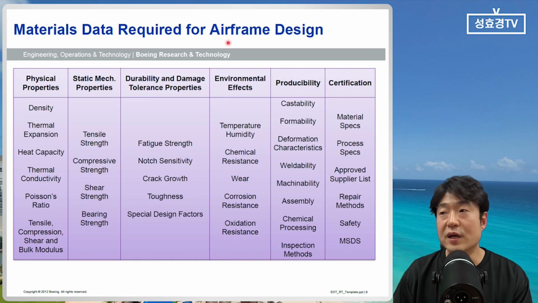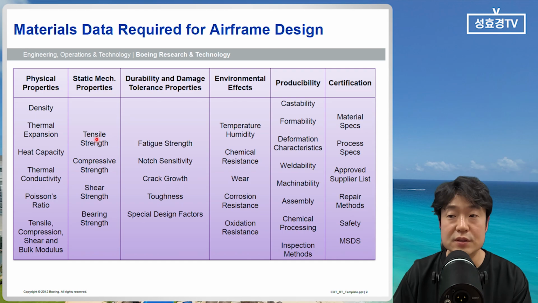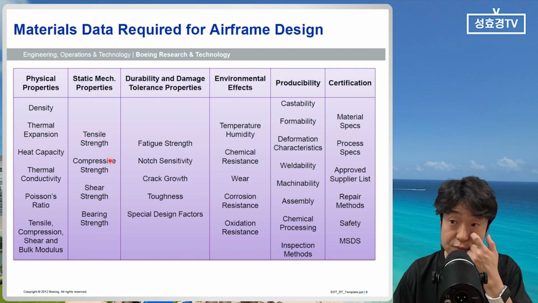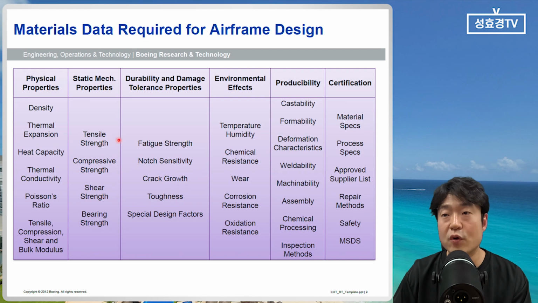So there is a lot of data for the airframe design. Physical properties: you can think about density, which is very important, so lightweight is important. Also thermal expansion, heat capacity, thermal conductivity, Poisson's ratio, tensile, compression, shear, and bulk modulus. You should get the data for these. And also static mechanical properties. There are four major ones: tensile, compressive, shear, and bearing. And durability and damage tolerance properties, like fatigue, notch sensitivity, crack growth, toughness, and then other special design factors.